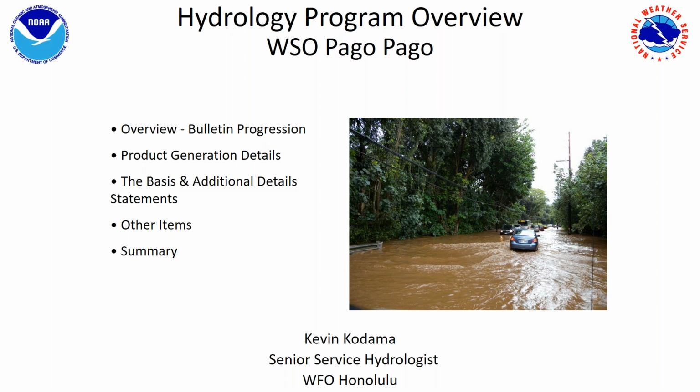So what I'll do with this presentation is provide an overview of the bulletin progression with all the different sequence of the different products that you would issue during a heavy rain and flood event. And then I'll spend some time going over the details as you're composing the product, the type of information that you want to include and some of the nuances that go along with each of the different products. And then I'll spend a little bit of time on the basis statement and additional detail statements that you have for your watches, warnings, and advisories. And then we'll have just a couple of additional items at the end, and then I'll summarize, of course.